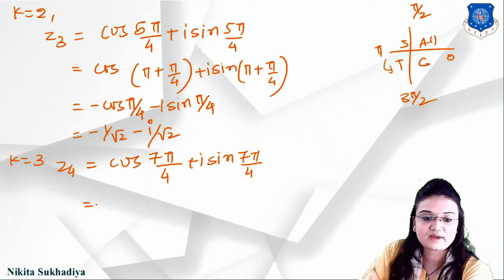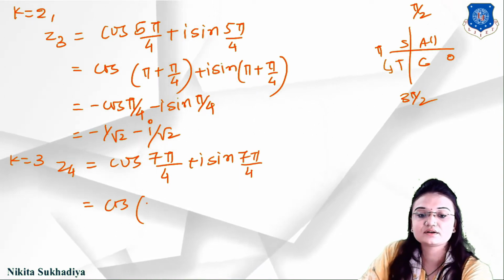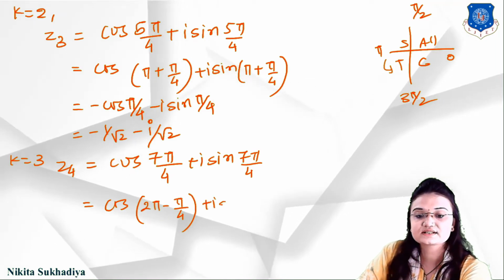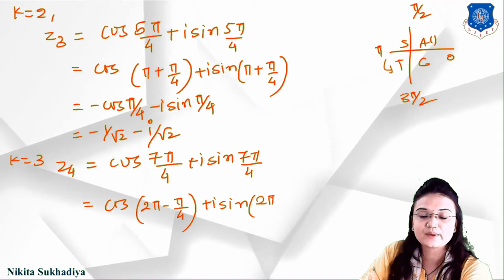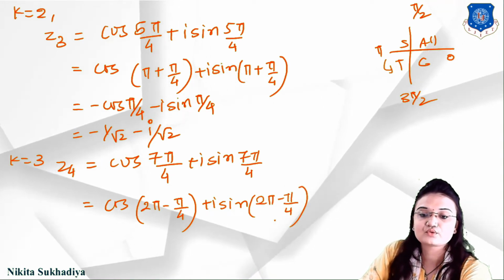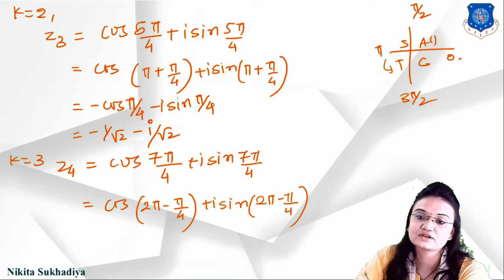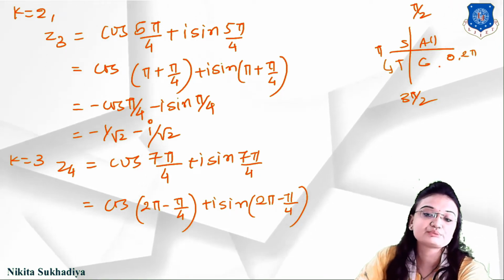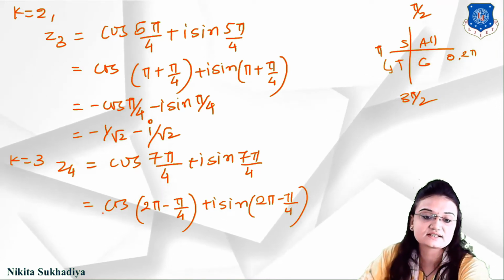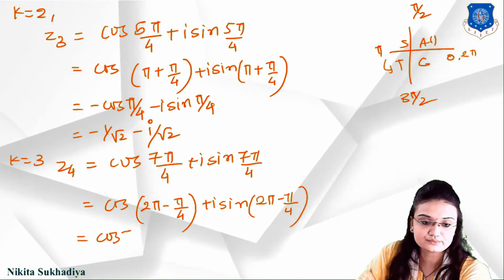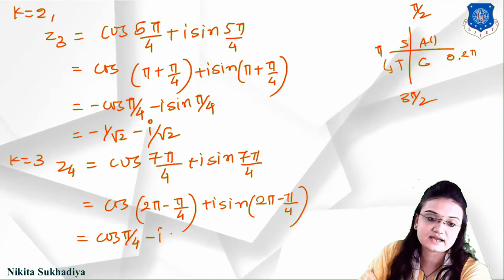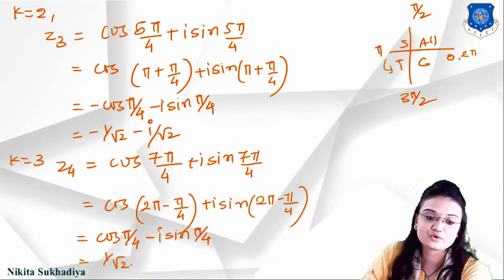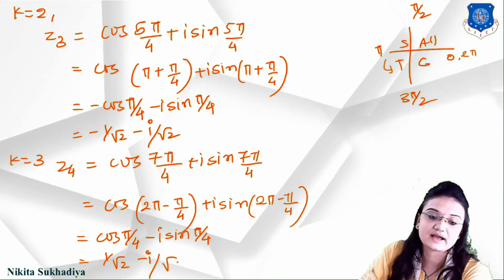Okay, so 7 pi by 4 is nothing but 2 pi minus pi by 4. Okay, 2 pi minus pi by 4, so here we have 2 pi. 2 pi minus pi by 4 is something in the fourth quadrant, and in the fourth quadrant cos is positive and sine is negative. So cos is positive and minus sine is negative. Okay, so we will get the final answer, that is 1 upon root 2 minus i by root 2.